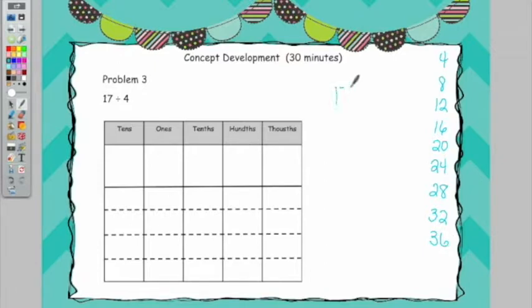Yeah. Okay, so 17 divided by 4. So the divisor is still 4. We're practicing our 4s today. So here's what I want you to do. 1 10 and 7 ones.